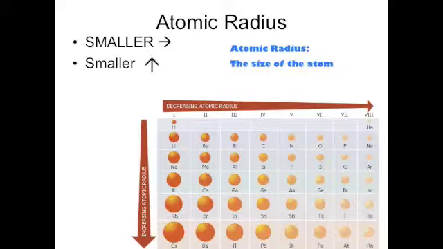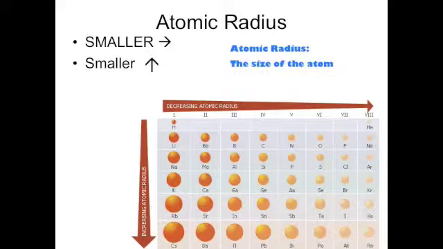It gets smaller, because the extra protons and the extra electrons are attracted to each other. And since most of the space in an atom is just empty space, the electrons get pulled in closer because of the extra protons. So the atomic radius is smaller as you move to the right along the period.